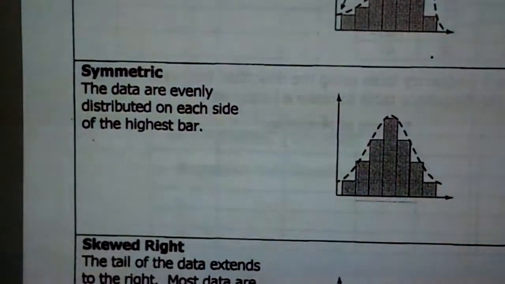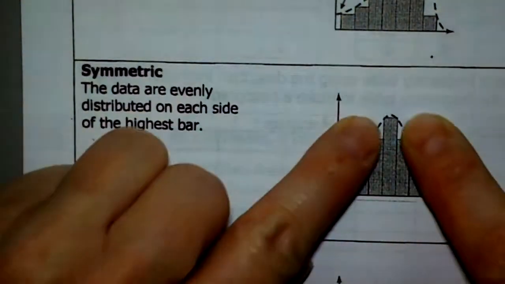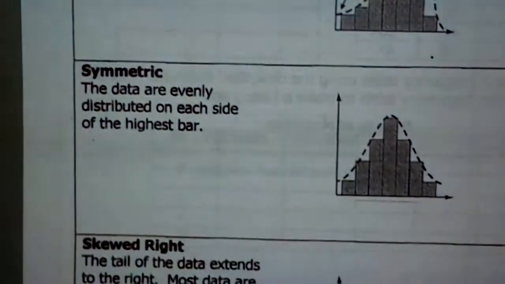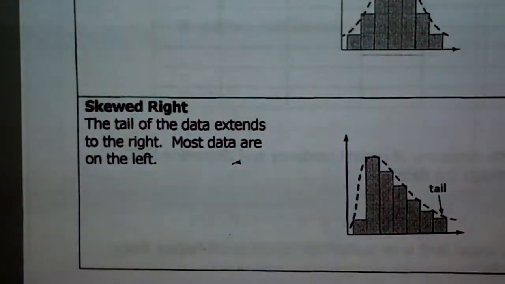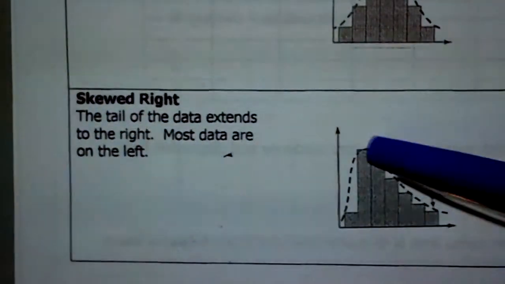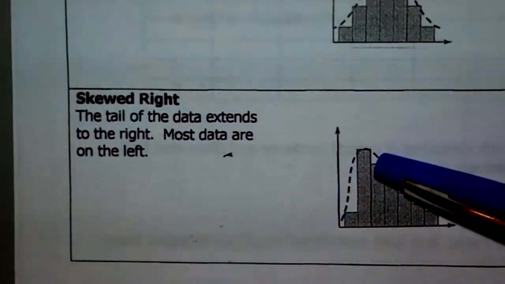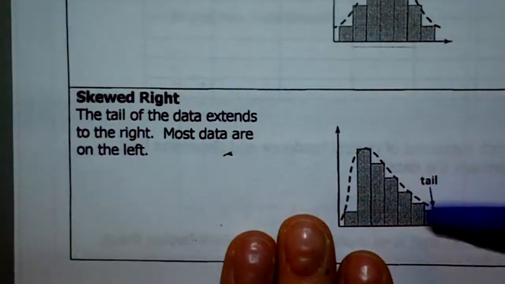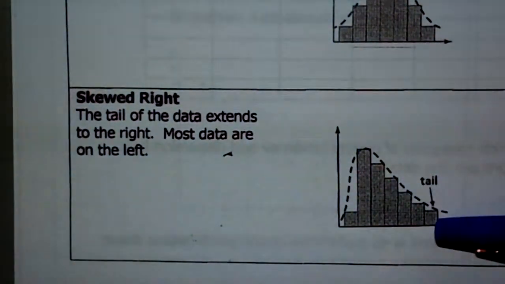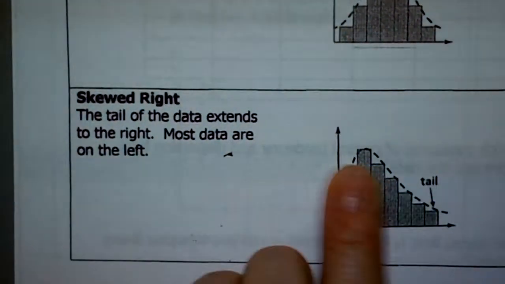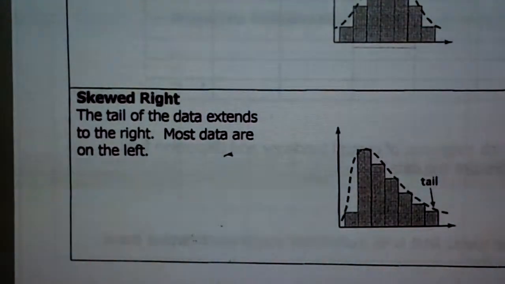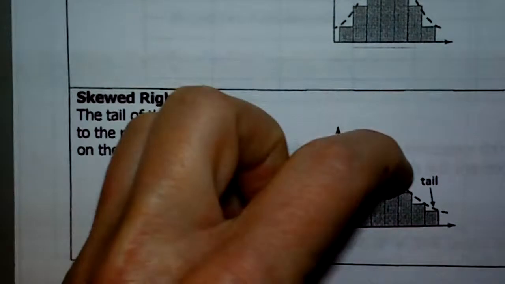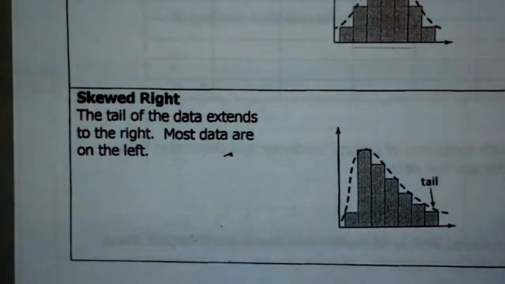Symmetric data, again, both tails appear to be the same, and the middle appears to be in the middle, like a nice little bell curve. And data that is skewed right in a histogram, you can identify it because the tail on the right is longer. So it's not that all the data looks like it's over here, it's the length of the tail. So skewed right, the data extends to the right. Most of the data is on the left. So kind of like a box and whisker plot, right? Except the tail is actually where these bars are kind of decreasing there.